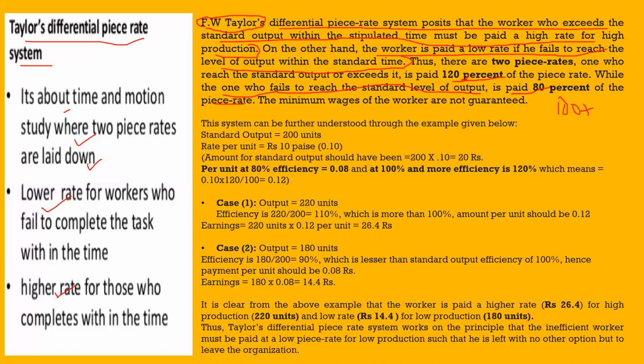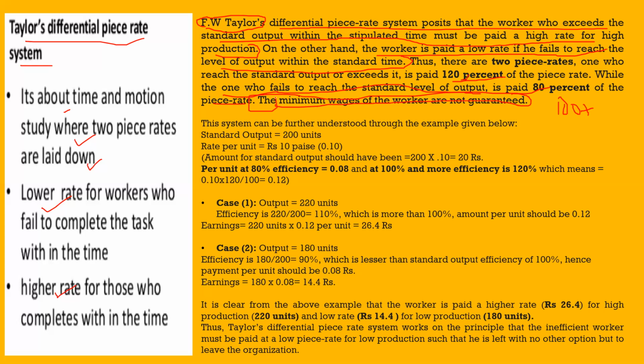If the person is not reaching 100% of efficiency, meaning he's not reaching the standard output production, then he should be paid only 80% of the piece rate. Here the question is that the minimum wage of the worker is not guaranteed. That is the point here.